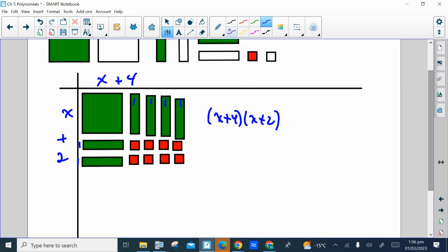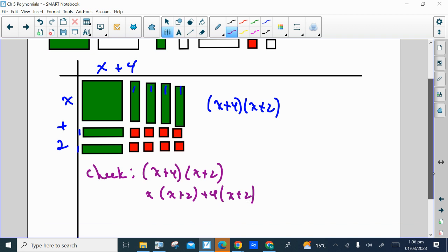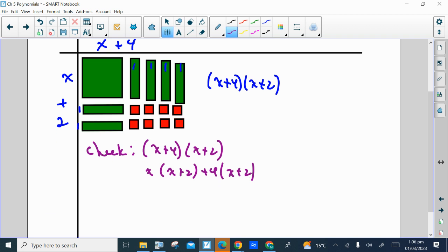X plus 4 and x plus 2. And we can check. If we're saying those are our factors, factors are things that multiply together to get what you start with. So if we do multiply them together, we should get what we started with. So this is our check. Using distributive property, it looks like this, which, by the way, this will be on your quiz tomorrow. Multiplying binomials times binomials. So this is like a review for tomorrow's quiz. This is one of the things you're going to have to do on that quiz.